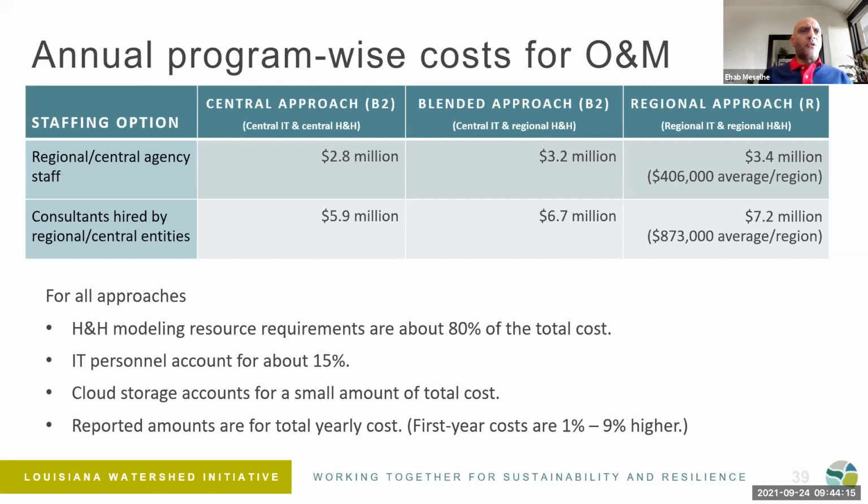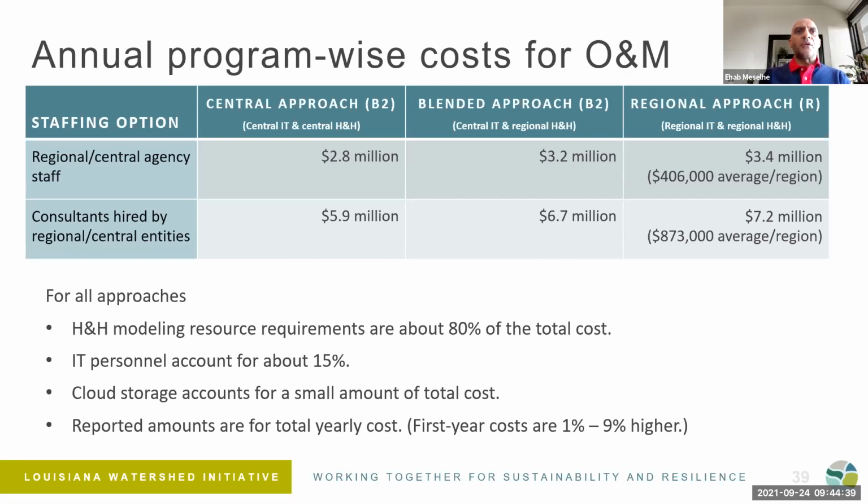I should mention that for all the approaches, as part of that cost, about 80% of that cost was for the H&H modeler, because that's the heavy lifting to keep up the models, review, manage the check in and check out, make sure that the updates were done properly and so on. So 80% of the effort or of that cost is actually H&H models.